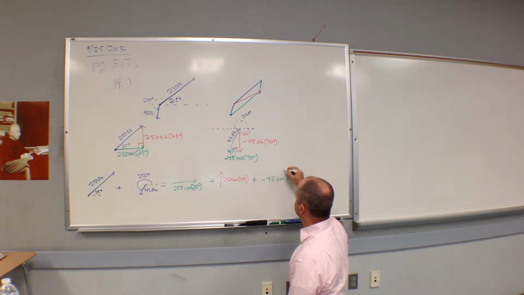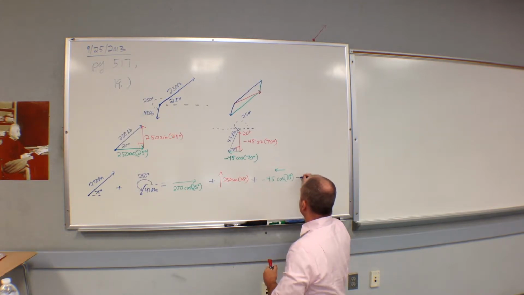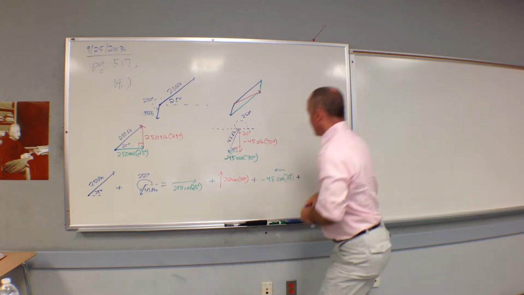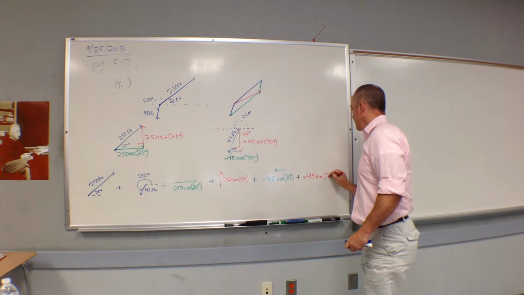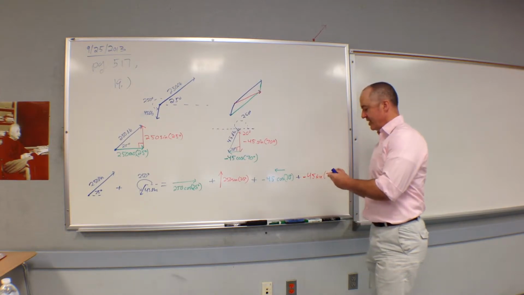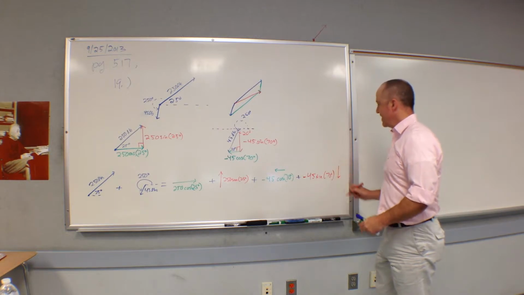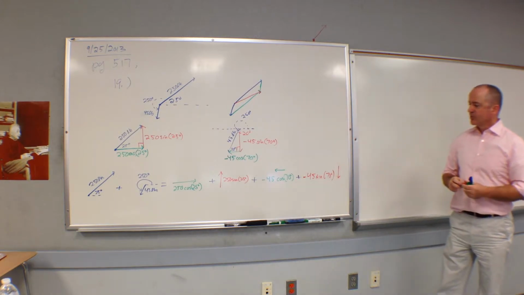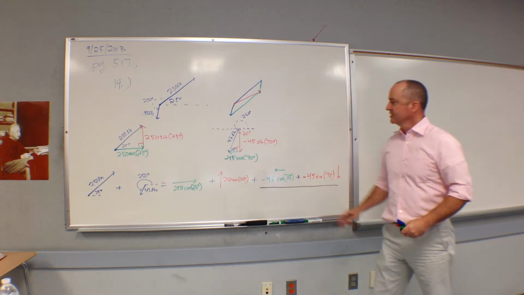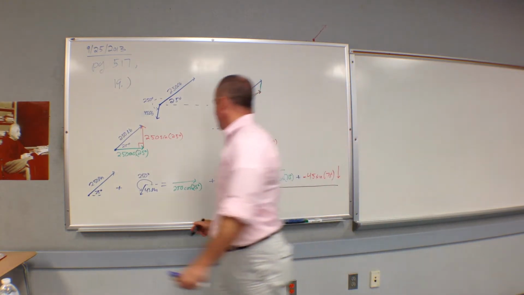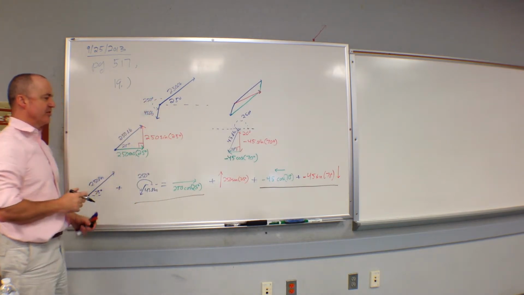cosine 70 plus a vertical one of negative 45 sine 70, which looks like that. So am I allowed to substitute these two for my downward vector, my 45-degree downward one, and these two for my upward 250-pound vector?